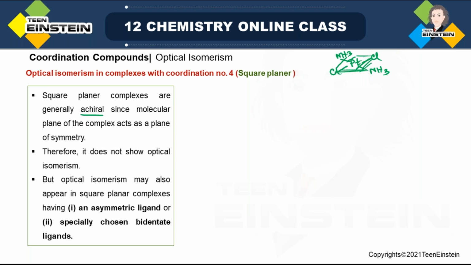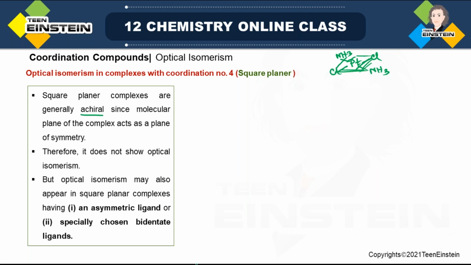So if you have this type of complex here, optical isomerism is not possible because the plane itself is acting as a symmetry plane, the molecular plane. Molecular plane means the plane which exists in the molecule itself, considering all that. So therefore it doesn't show optical isomerism, but it is possible if you have taken some special kind of ligand. So what is the special kind of ligand?